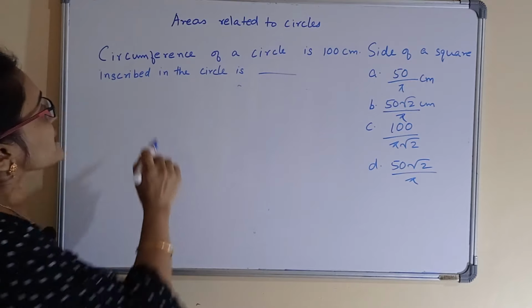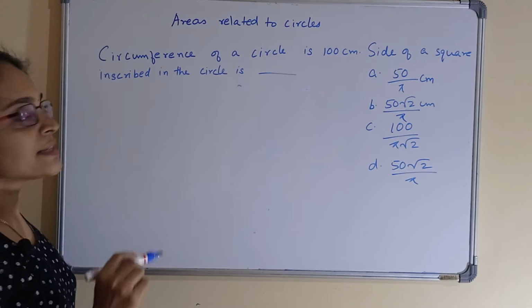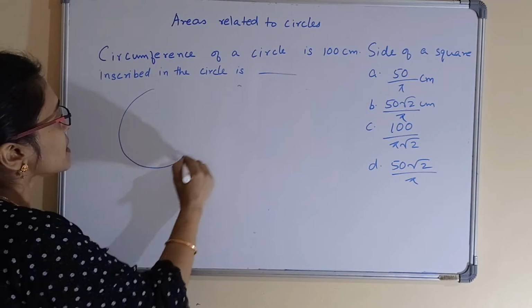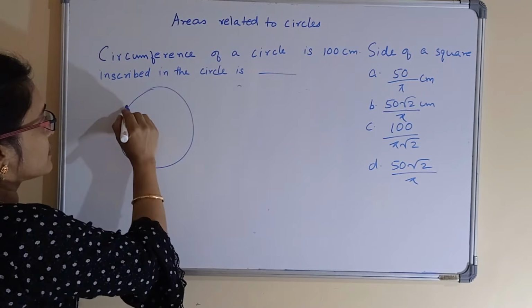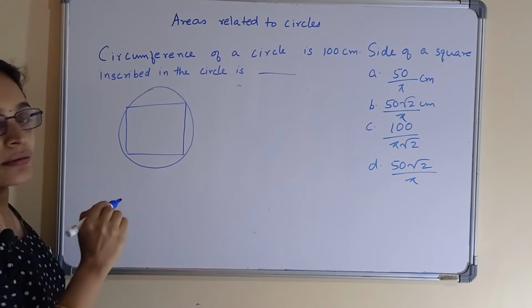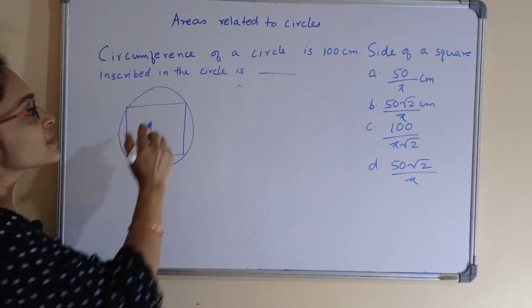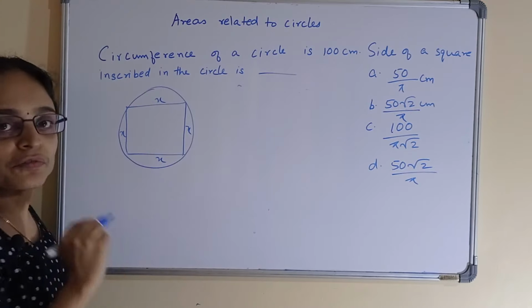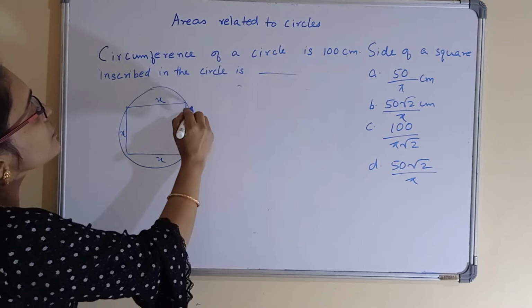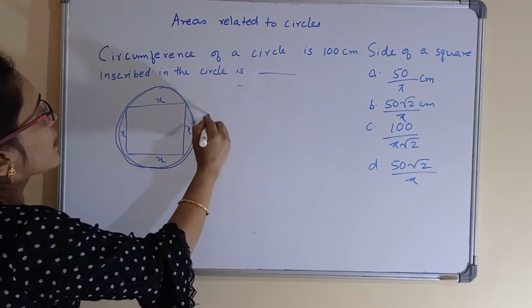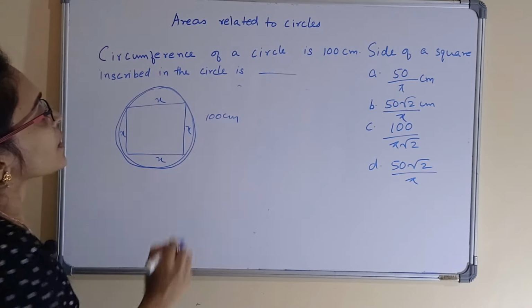Okay. Next question is, circumference of a circle is 100 centimeter. Side of a square inscribed in the circle is, that is, if this is a circle and this square is inscribed in the circle, what is the side of this square? Let us name this as x. We have to find the side of the square. And given that the circumference, this full length of the circle, is 100 centimeter.